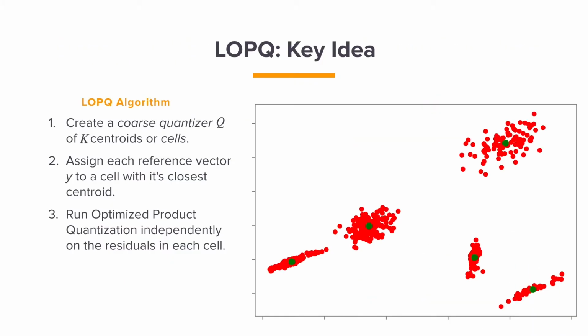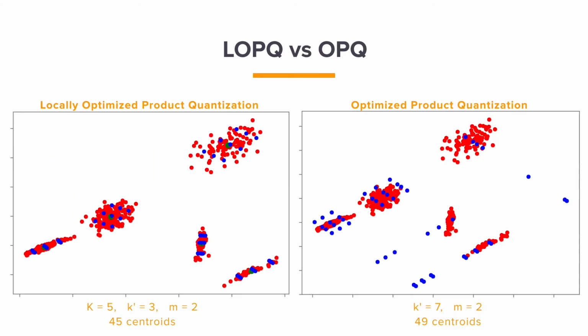Let's see what happens. So the key idea is create a coarse quantizer of big K cells, 5 in this case. Assign each reference vector to the closest centroid. Then run optimized product quantization independently for each group. Right? Cool, simple idea. When you do that, you get this nice spread that we saw with the optimized product quantization, but there's no wasted space in the multimodal distribution. Sweet, right? Like, let's look at it side by side.